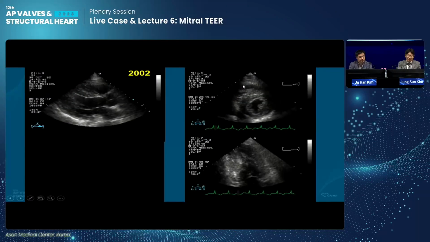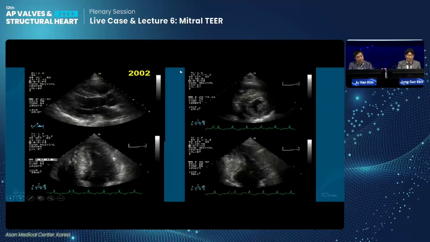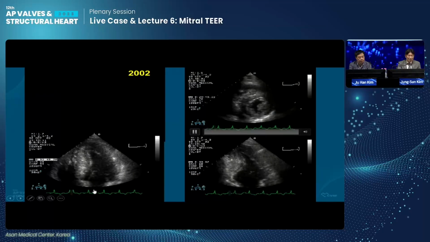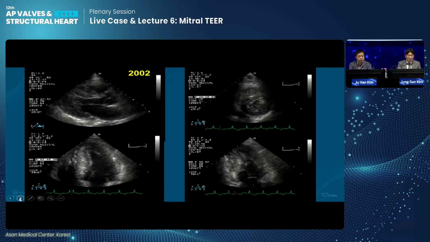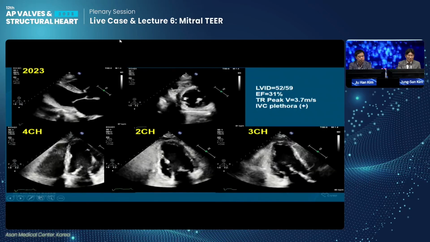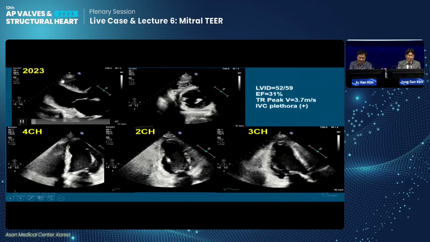Okay, can you see the image? This is taken from Asan Medical Center. This is the image from 22 years ago, typical mixed-type HCM in this patient. After that, he lost follow-up, and just appeared in our hospital this year.